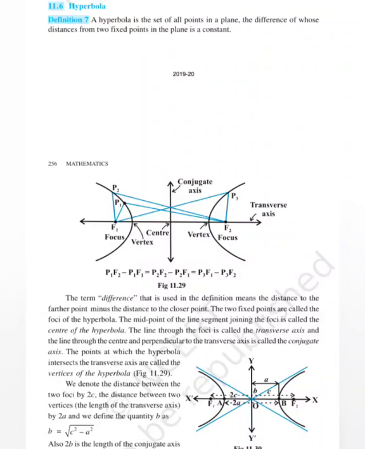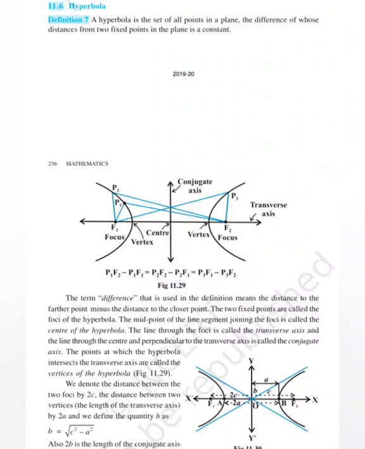Now, the midpoint of the line segment joining the foci is called the center of the hyperbola, and the line through the foci is called the transverse axis, and the line through the center and perpendicular to the transverse axis is called the conjugate axis. Here the transverse axis is along the x-axis and the conjugate axis is along the y-axis. The points at which the hyperbola intersects the transverse axis are called the vertices of the hyperbola.